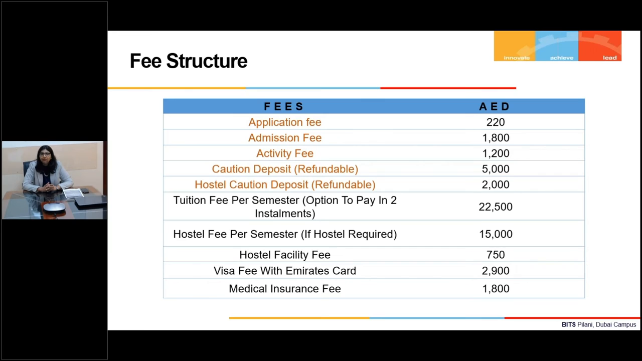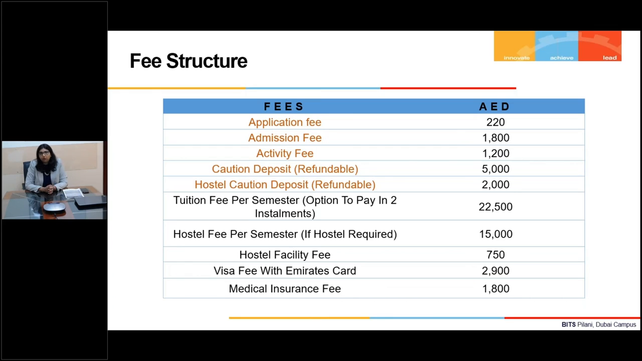Coming to the fee structure, it's all available on our website, but I would like to quickly run through it. Whatever you're seeing marked in red, application fee, admission fee, activity, and the deposits, are all one-time fees which you pay at the time of admission. The balance is a recurring expenditure. Tuition fee per semester works out to 22,500 dirhams. All these fees are indicated in dirhams, and one dirham is approximately 20 rupees currently. Hostel fee is about 15,000 per semester. Then we have the visa fee, which is 2,900 every year, and the medical insurance fee is 1,800.